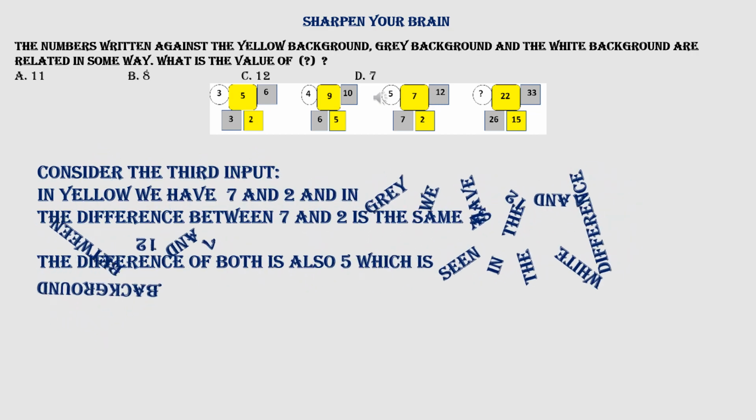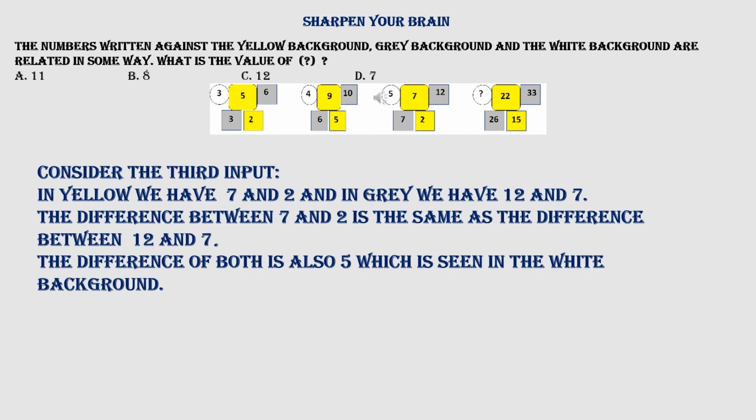Consider the third input. In yellow we have 7 and 2. And in gray we have 12 and 7. The difference between 7 and 2 is the same as the difference between 12 and 7. The difference of both is also 5, which is seen in the white background.